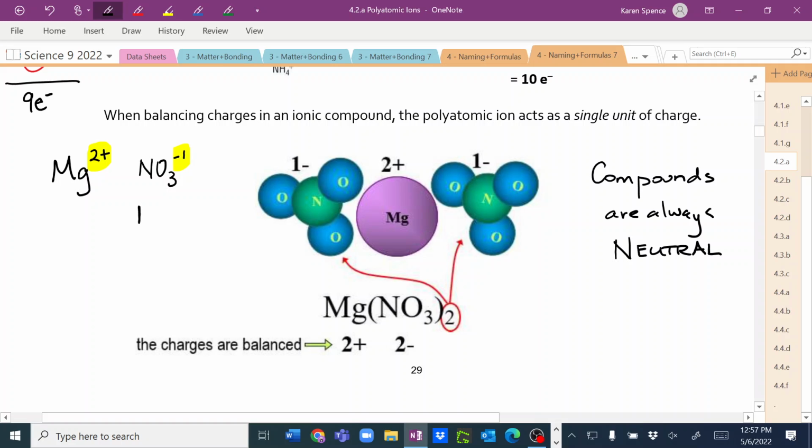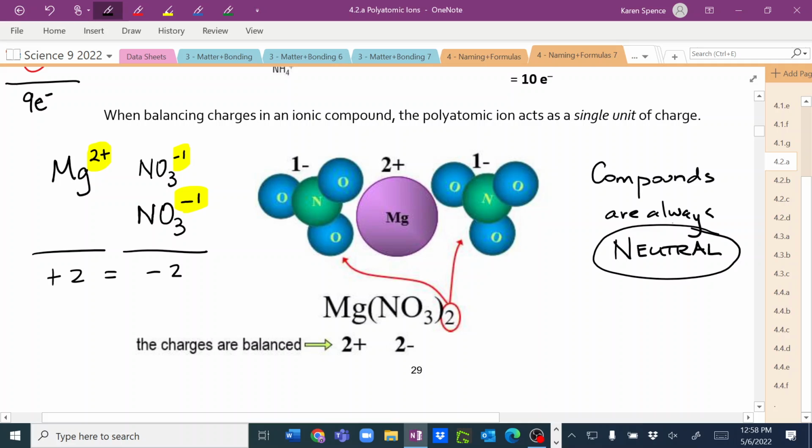Does it make sense that we would have to have a second nitrate ion, which would give us, if we added up all our negative charges, -2? And if we added up all our positive charges, that would give us +2. And those two are now equal and opposite, which would give us a neutral particle. Okay.